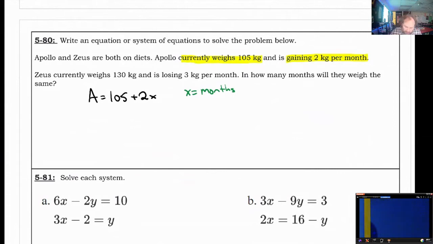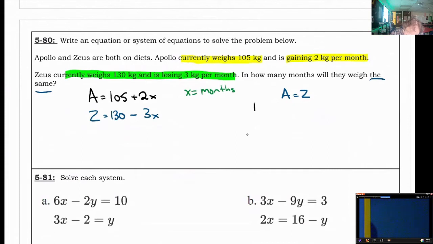Zeus currently weighs 130 kilograms and is losing 3 kilograms per month. So z equals 130 minus 3x, like that. Very similar. And how many months will they weigh the same? So we want to know when Apollo will equal Zeus, basically. When will A equal Z? So we'll take those two expressions and make them equal to each other. 105 plus 2x is Apollo's weight. 130 minus 3x is Zeus's weight.